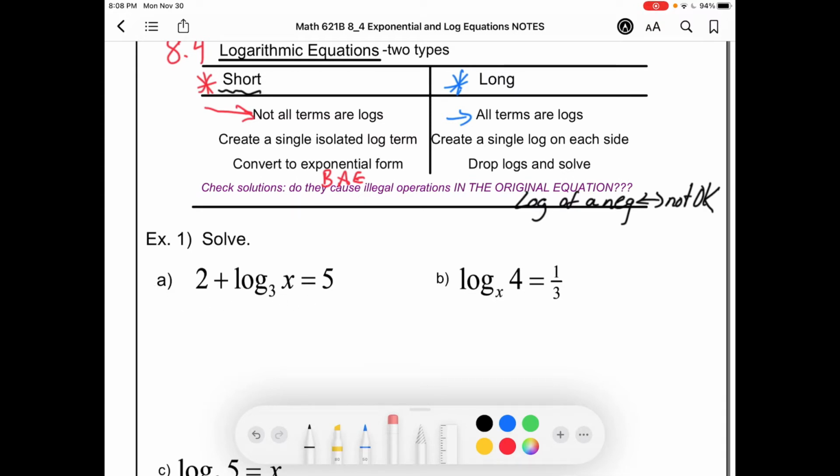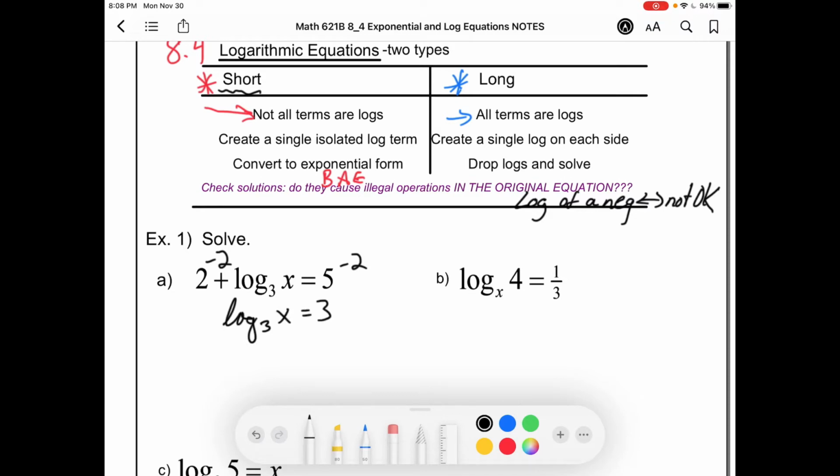We're supposed to create a single isolated log term. So that means get this log base 3 of x on its own. To do that, I'll subtract 2 from each side. So I'll get log base 3 of x equals 3.